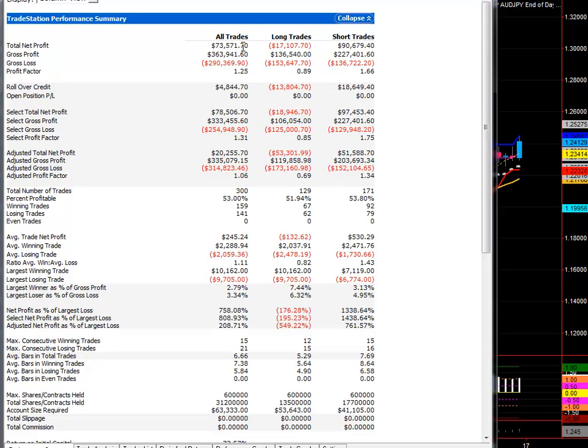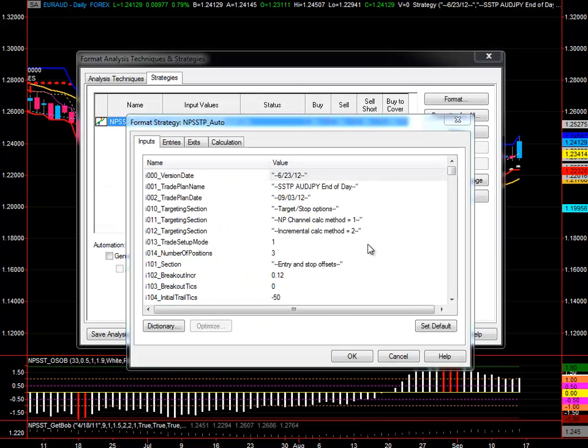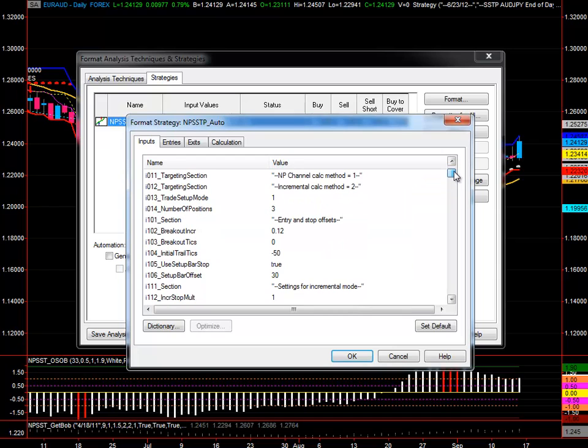Now I'm going to test for our initial stop level. So I've opened up our format window, and what I'm showing you is the process that I do when I create a trade plan. This one has the initial trailing ticks at -50. That means -5 pips. So this means it's going to put our stop 5 pips above the opposite side of the channel. I don't know if that's going to be the best place for this particular chart.